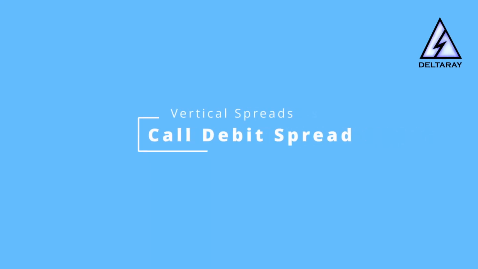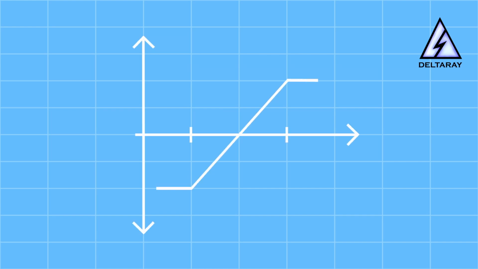Today, we'll explore vertical spreads and review a call debit spread backtest from MesoSim. A vertical spread is an option strategy that involves buying and selling two options of the same type with the same expiration date but different strike prices. Vertical spreads limit both risk and the potential for return.